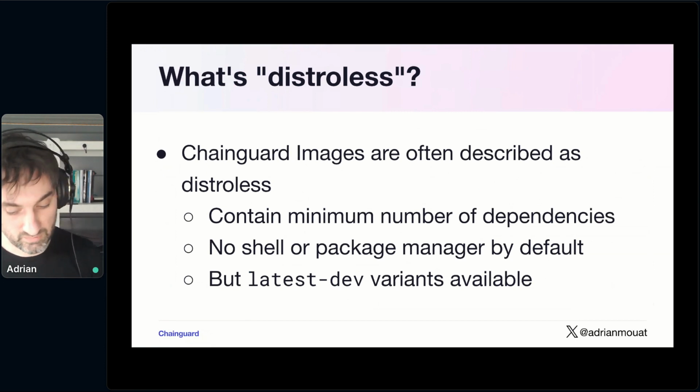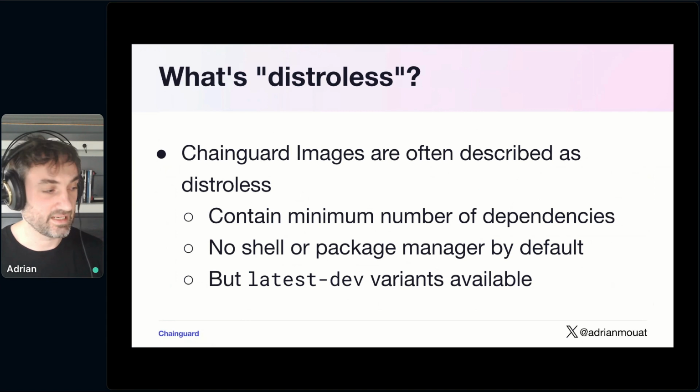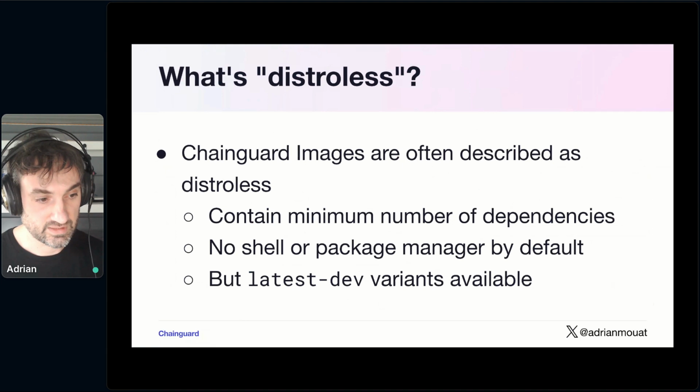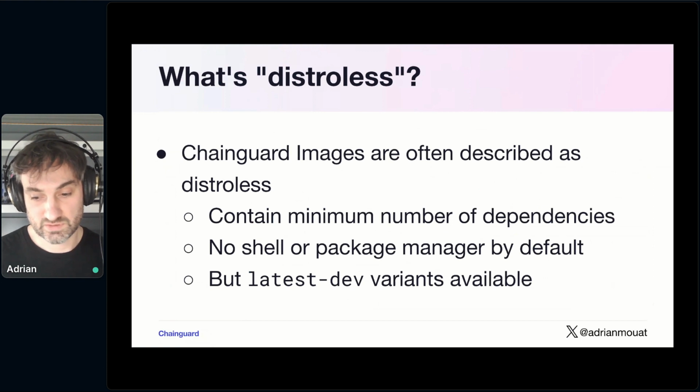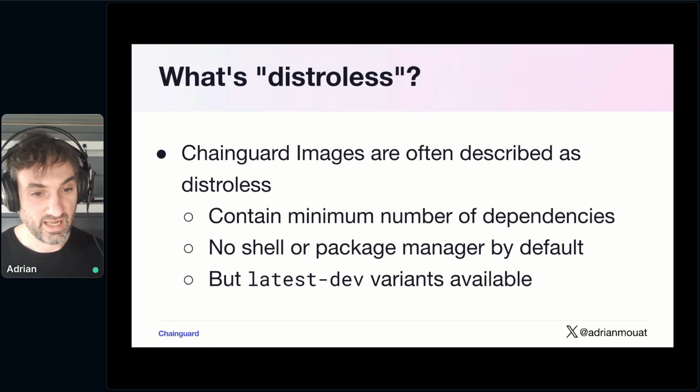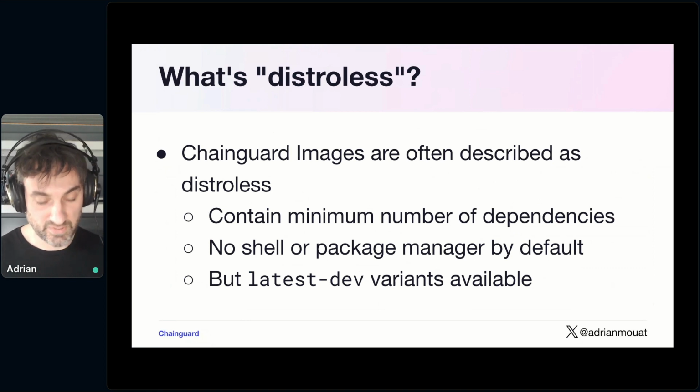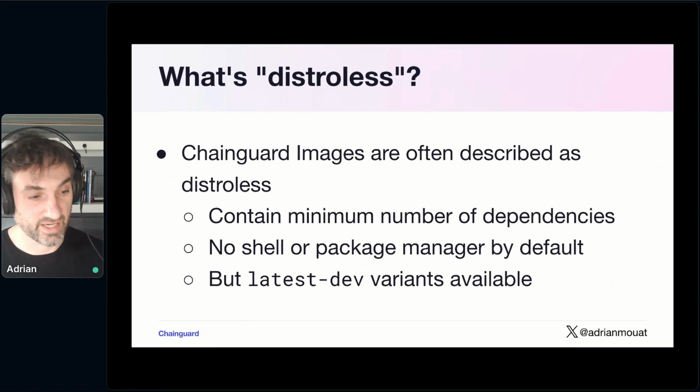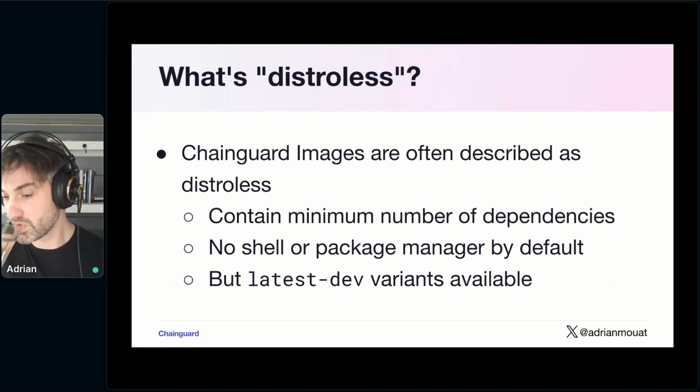What's distroless? I'm not sure if I've mentioned distroless so far, but Chainguard Images often get described as distroless. A distroless image is one that contains the minimum number of dependencies. You don't have a shell or even a package manager by default, unless you need one, or unless it's essential for the application to run. So what you'll find is a lot of Chainguard Images have -dev variants. For example, there'll be redis:latest-dev, and that will include Redis, but it will also include a shell and a package manager that is not present in the normal latest image. And that can be really helpful if you need to install your own package on top, or if you need to just play with it for debugging, for example.